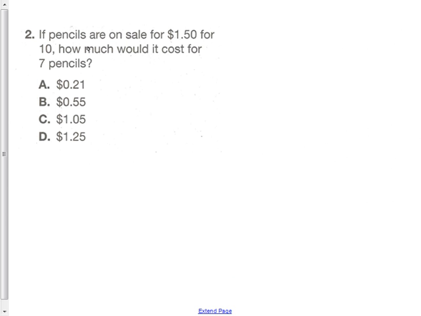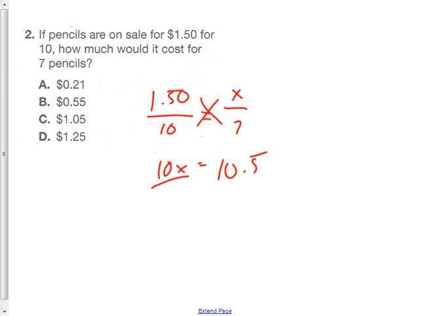All right, so if pencils are on sale for $1.50 for 10 pencils, I set that up as a ratio. How much would it cost for 7 pencils? So I'm going to put cost is x over 7. Okay, right here I'm going to cross multiply, so I'm going to get 10x is equal to 7 times 150, which is 1050, or $10.50. And then I'm going to go ahead and divide both sides by 10. So I'm going to get x is equal to 1.05. So $1.05 for 7 pencils.